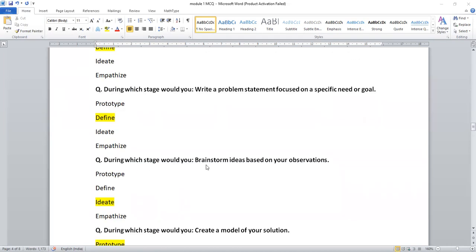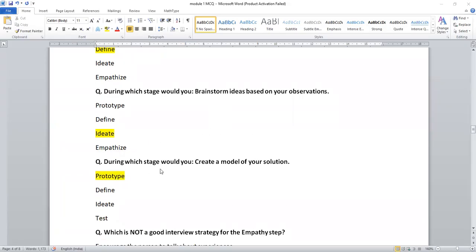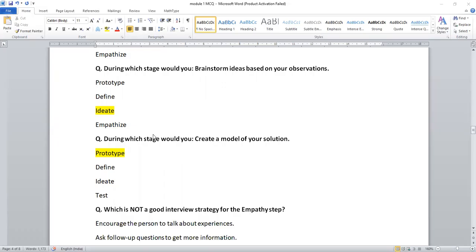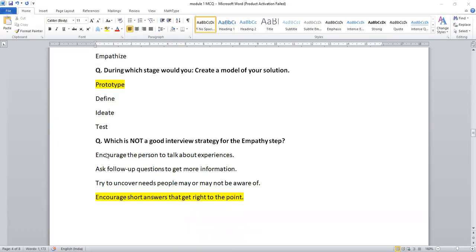During which stage would you brainstorm ideas based on your observation? Ideate. At this particular stage, the brainstorming of ideas should evolve. During which stage would you create a model of your solution? Definitely prototype. Before implementing in real time, we should make the prototype. Once the prototype is done, you have to go for testing. Which is not a good interview strategy for the empathize step? Please read all the options. We found that encouraging short answers that get right to the point is not good. So there is no short answering, like in an examination. Fine.